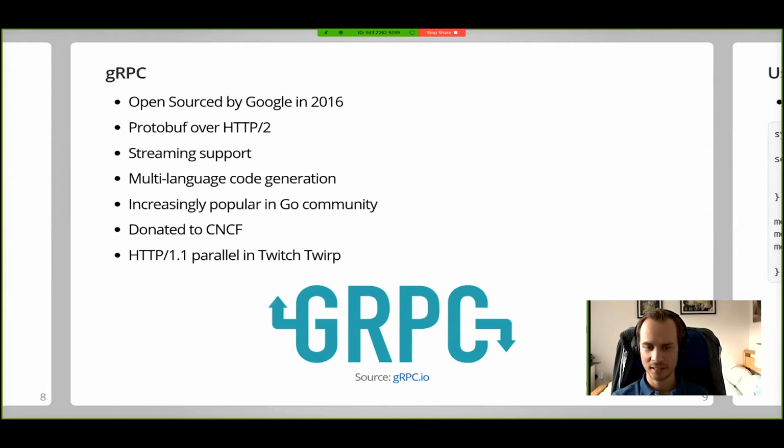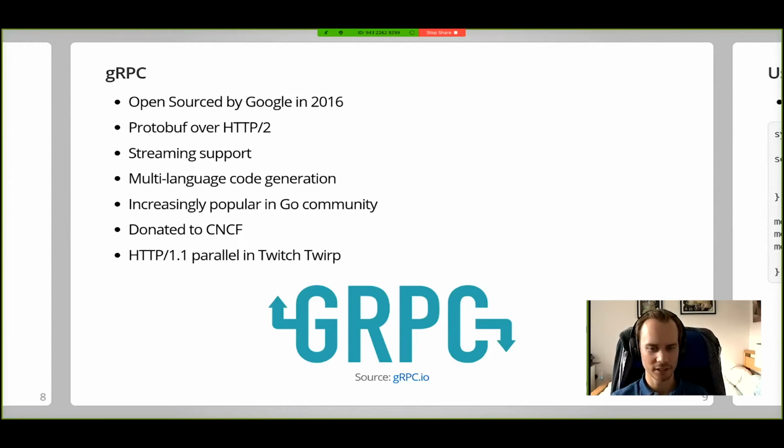gRPC is an opinionated RPC framework. It also came out of Google and uses Protobuf by default, but can technically be used with any transport encoding, including JSON. If you want to play around with that, I've written a blog post about how to use JSON with gRPC, and it's not great. It can essentially be described as Protobuf over HTTP2 with some extras, such as streaming, included.